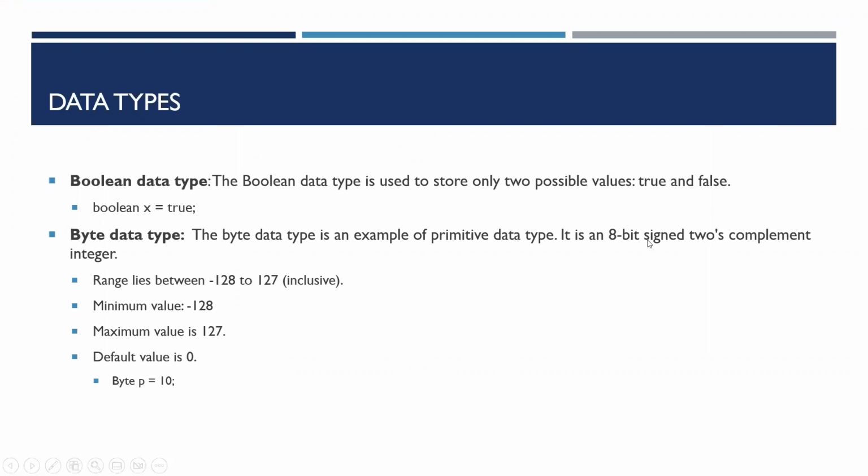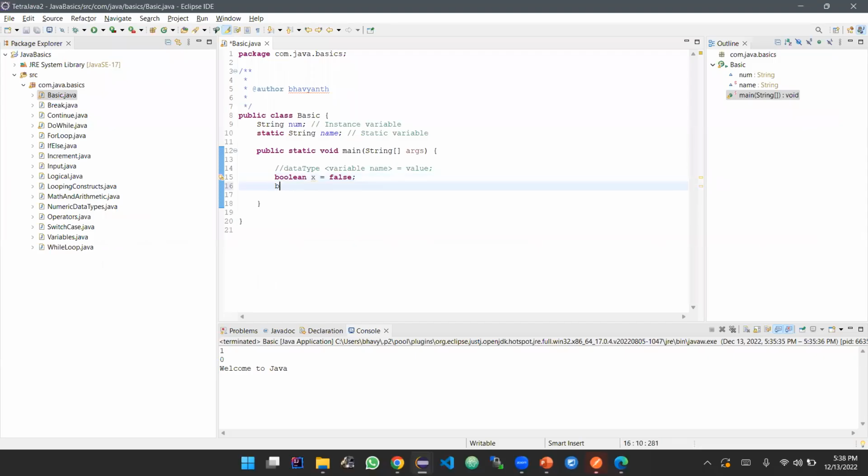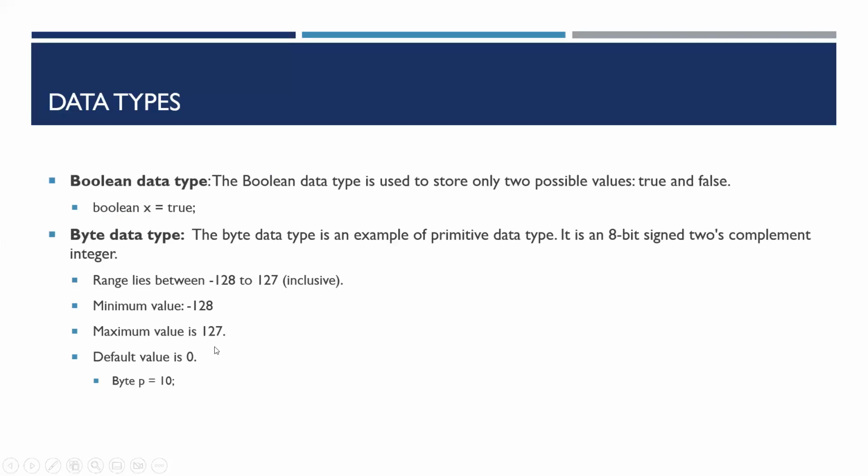Similarly, if you want to declare something as a byte, the byte data type is an 8-bit signed two's complement integer. That means this data type's range lies from -128 to 127, inclusive of 127. So if you want to store any values within this range only, use the byte data type. So let's say byte is the keyword, byte a equal to 23. That's it. This is how you declare it.